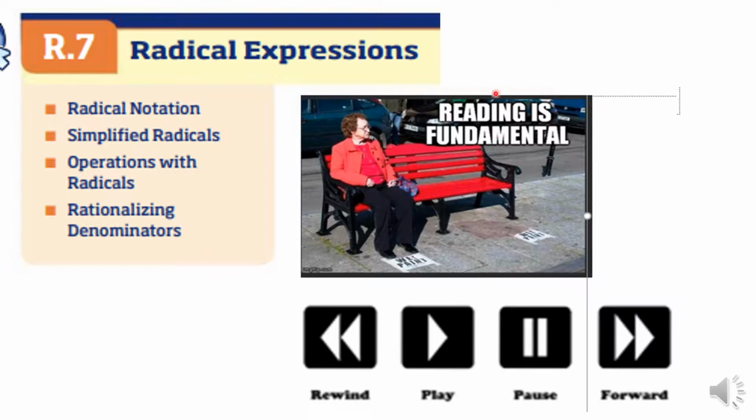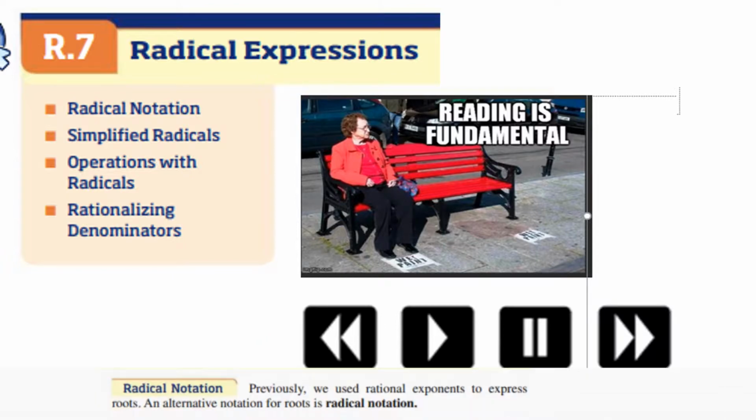As always, you should read your book. There are examples there that are different than examples I am working through, and start and stop this video to ensure that you understand what we're talking about.